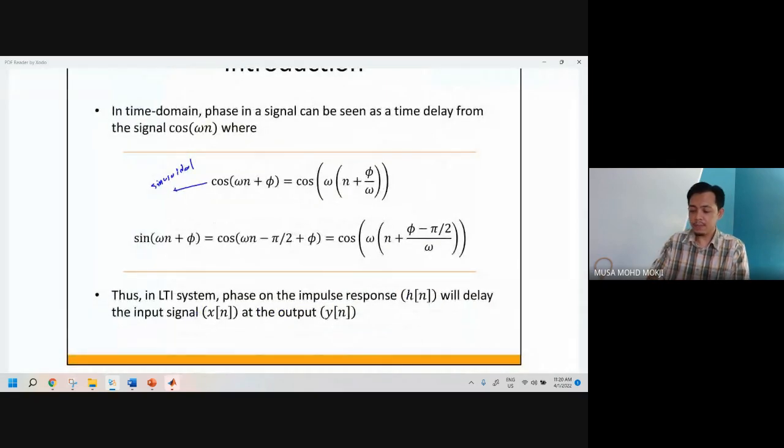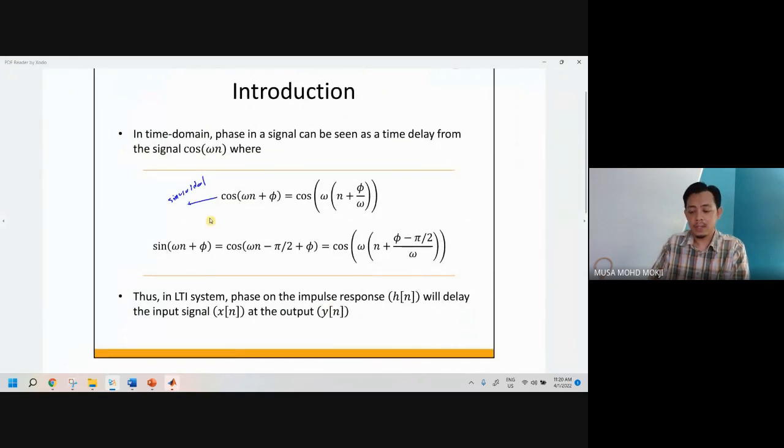So those are the basics. Why are we having these sinusoidal signals? Because Fourier has a theory on it, which is what we call the Fourier series. Then, if we look at this, we can rearrange the signal cos(omega n plus phi) equals cos omega times (n plus phi divided by omega). So what you can see here is that the phase is a delay. This is what we call a delay.